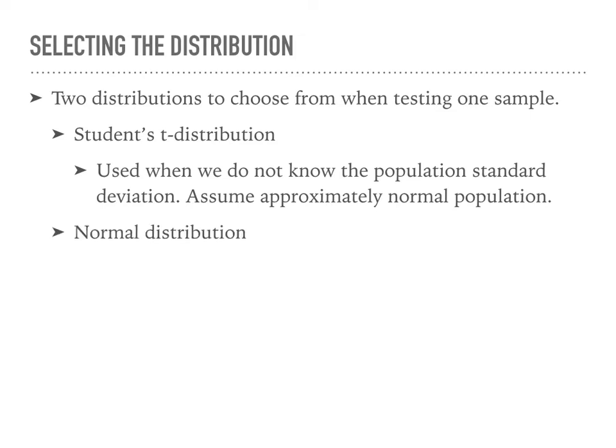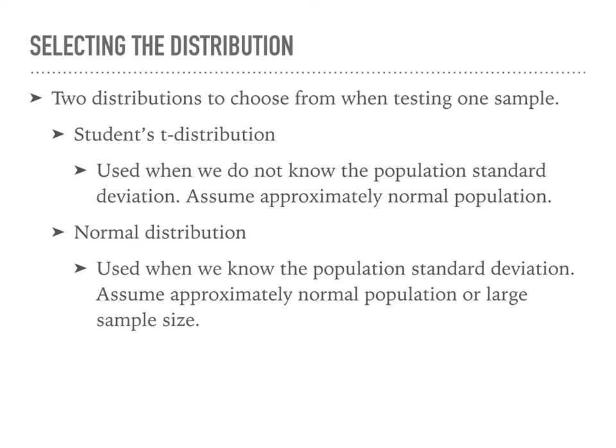And then the normal distribution. We're using the standard normal distribution here, and this is used when we have the population standard deviation. We assume that's approximately normal or a large sample size. We also use the normal distribution when we are testing proportions.